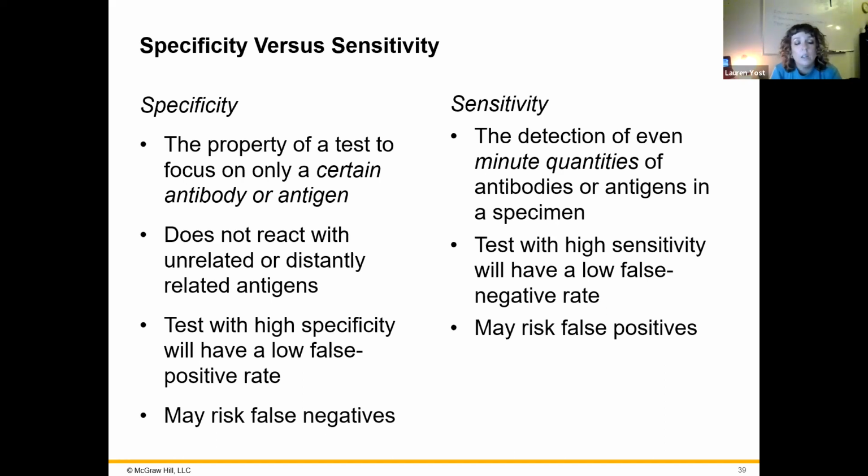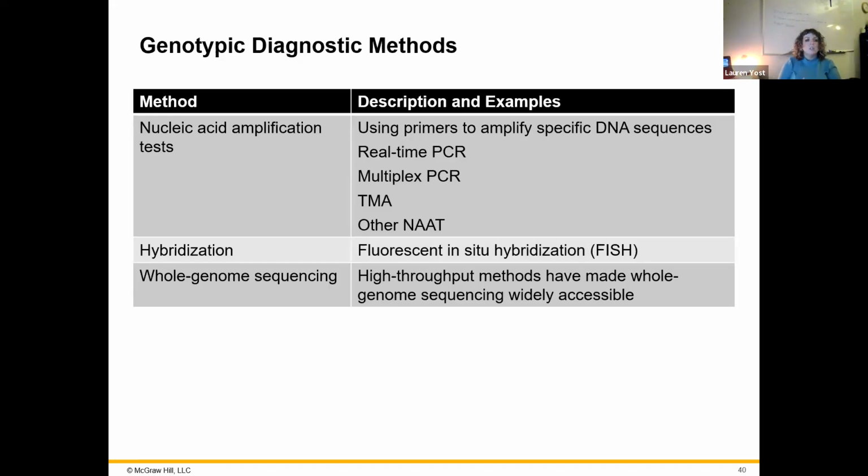With sensitivity, the detection of even the smallest minute quantities of antibody or antigen, depending on the test, can be detected. So any sort of test that has high sensitivity picks up even the smallest amount of these things. So it's going to have a low false negative. You'll pick up on the positives really easily. However, you risk false positives because you could potentially be overreactive. Potentially, okay? All right, let's move on.